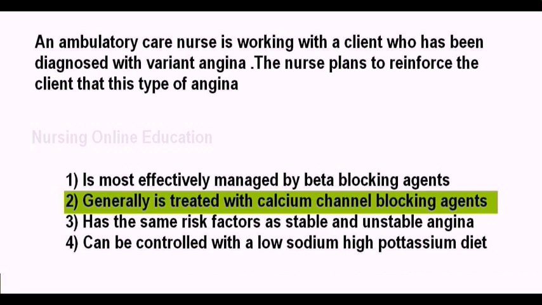And the fourth one, the diet therapy, is also not specifically indicated. So mainly the variant angina is treated with calcium channel blocking agents. The answer is the second one.